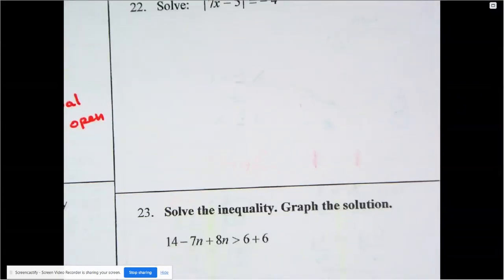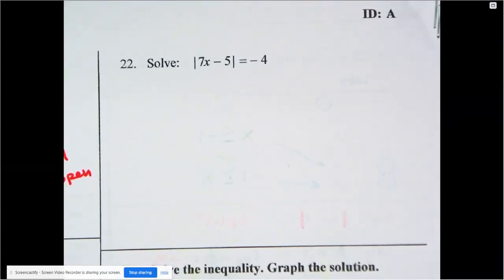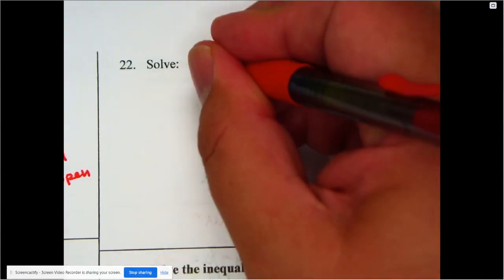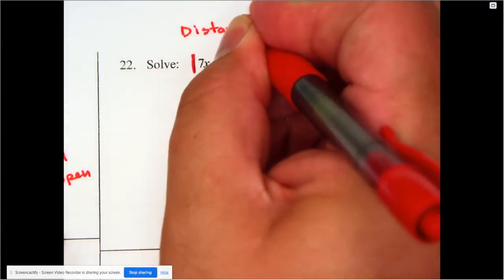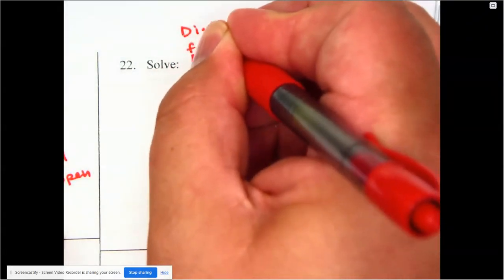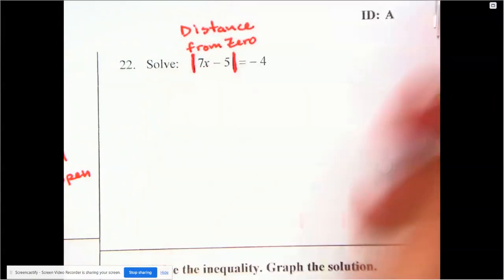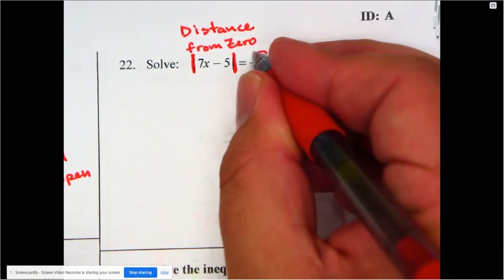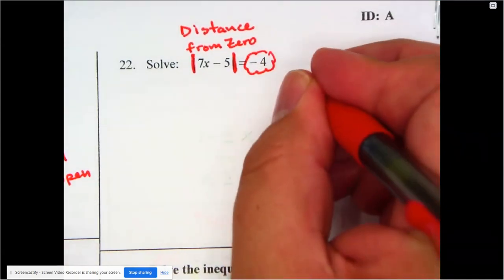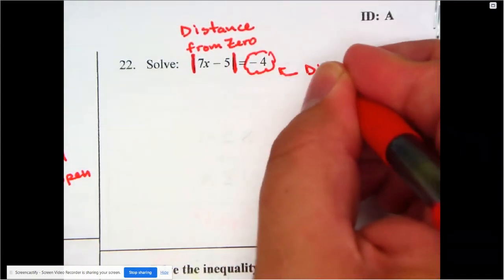All right, we got an absolute value again. So I see the absolute value. Absolute value means distance from zero, right? That's what this means. But that's why for a lot of these, many of the times you have to say, okay, it's distance from zero, but look at that. That's a negative number. Distance can't be negative.